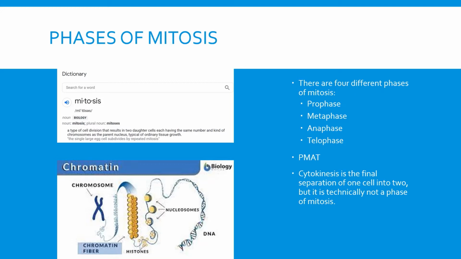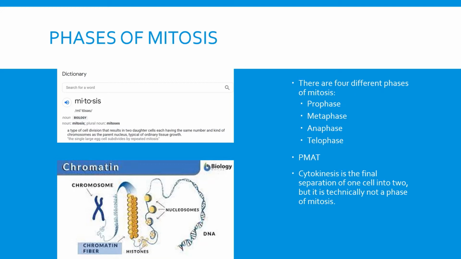And there are four different phases of mitosis. There is prophase, metaphase, anaphase, and telophase. I'm going to go over all those in this slideshow today. PMAT is kind of an acronym that people use to remember the order of the phases. And while cytokinesis is that final splitting or separation of cells, it is technically not a part of mitosis.